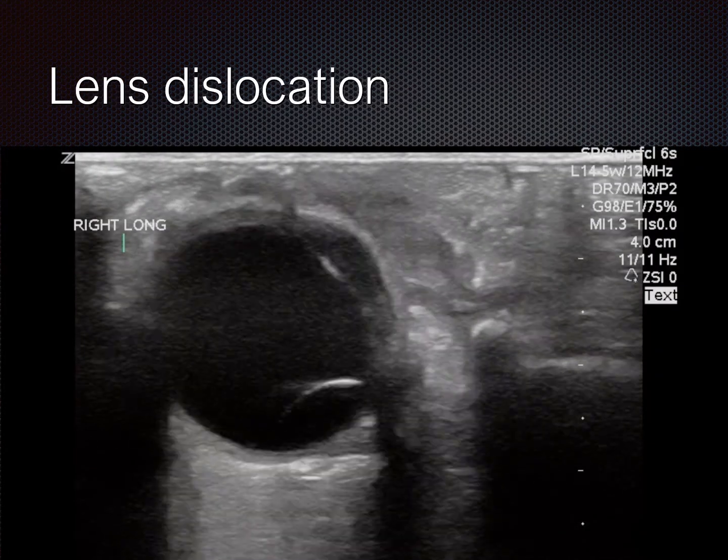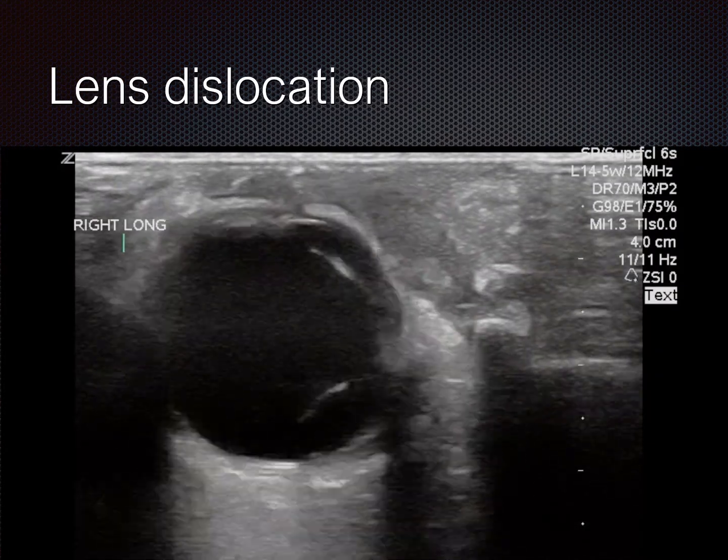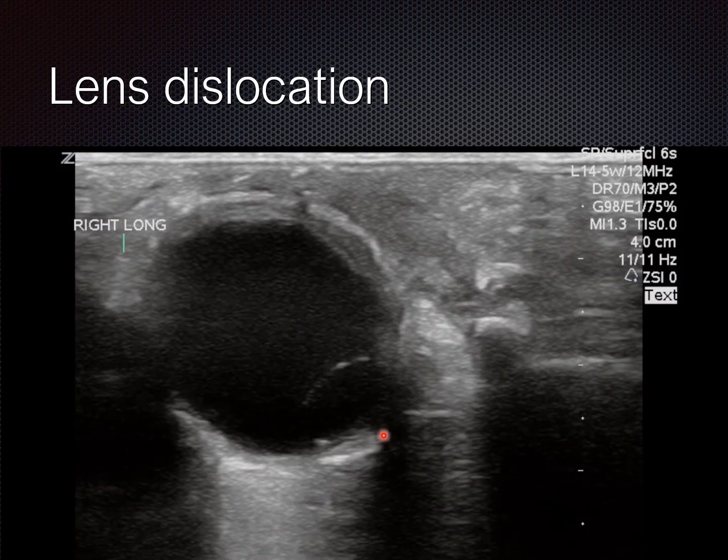Lens dislocation is another very intuitive pathology. So the hyperechoic oval-shaped lens now, instead of being in the anterior chamber, is in the posterior chamber. Dislocations will almost always be posterior, and on dynamic imaging you can see it sort of sliding back and forth.